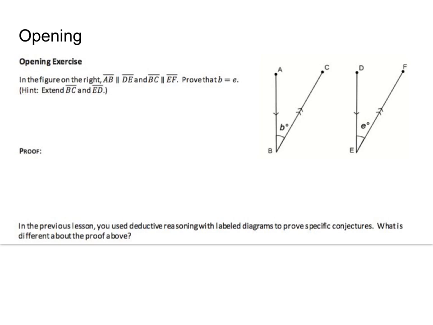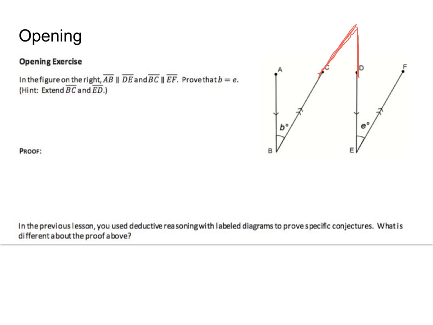Okay, opening exercise. So in the figure to the right, segment AB is parallel to segment DE, and segment BC is parallel to segment EF. Prove that B equals E. So our hint is extend segment BC and segment ED. So I'm going to go ahead and do that. A straight edge would be a really good idea if you have one.